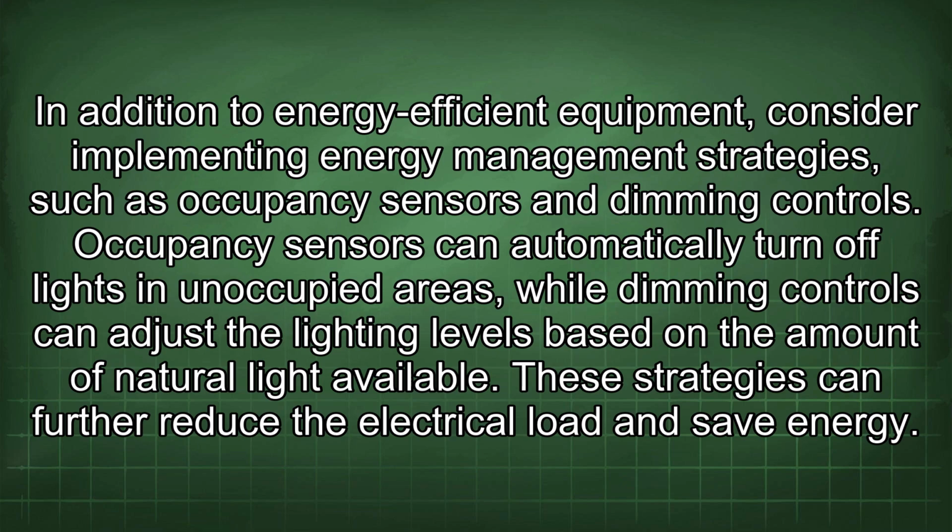Occupancy sensors can automatically turn off lights in unoccupied areas, while dimming controls can adjust the lighting levels based on the amount of natural light available. These strategies can further reduce the electrical load and save energy.